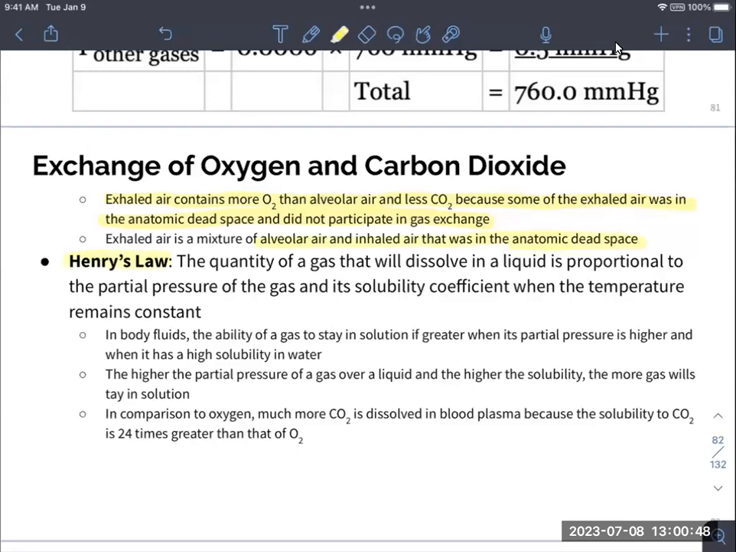So here's another law. Henry's law this time. The quantity of a gas that will dissolve in a liquid is proportional to the partial pressure of the gas and its solubility coefficient when the temperature remains consistent. So the ability of these gases to stay in solution is greater when its partial pressure is higher and when it has a high solubility in water.